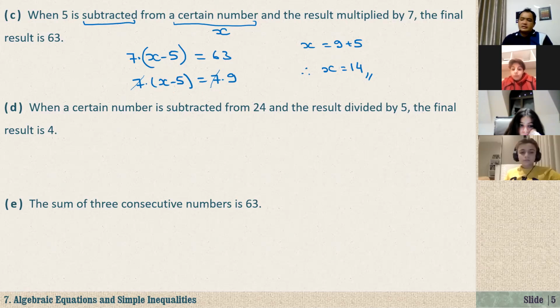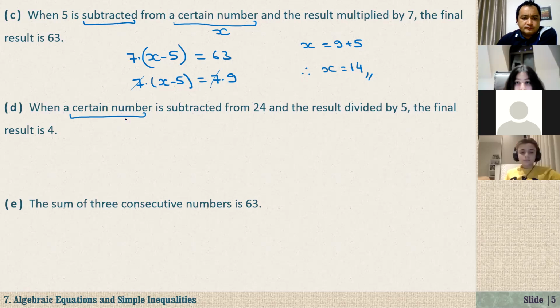Selin, do question D. Read it first. When a certain number is subtracted from 24 and the result divided by 5, the final result is 4. So (24 minus x) divided by 5 equals 4.